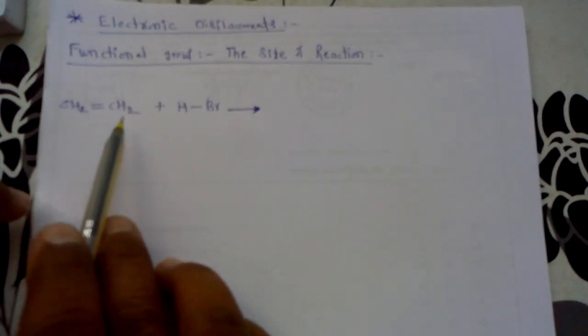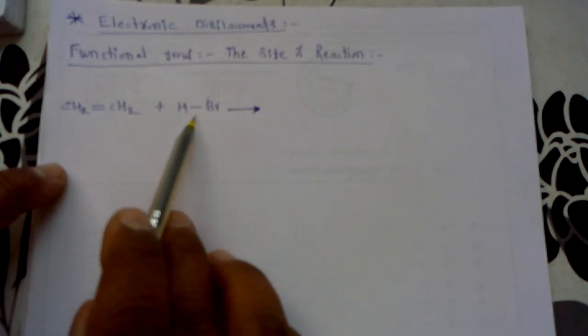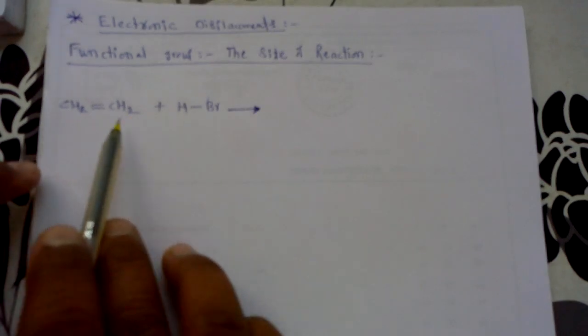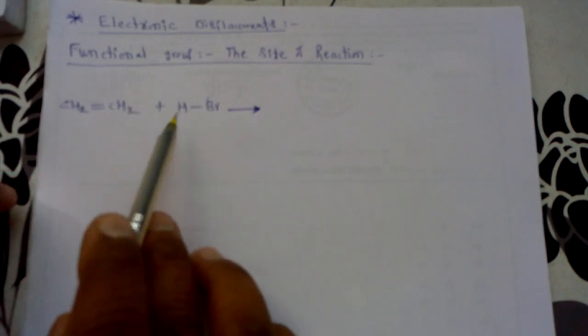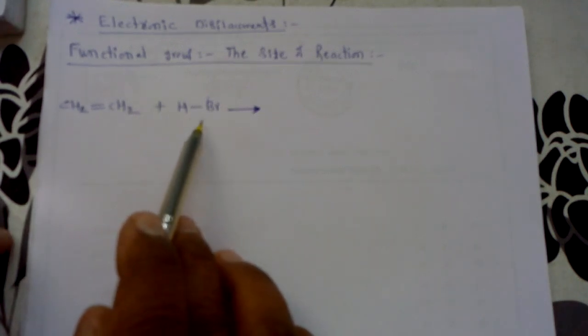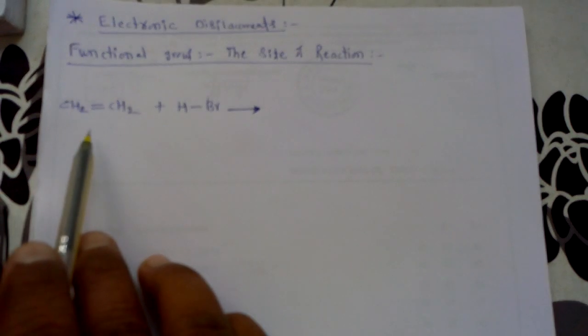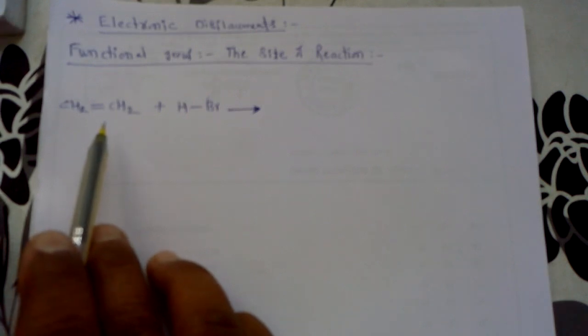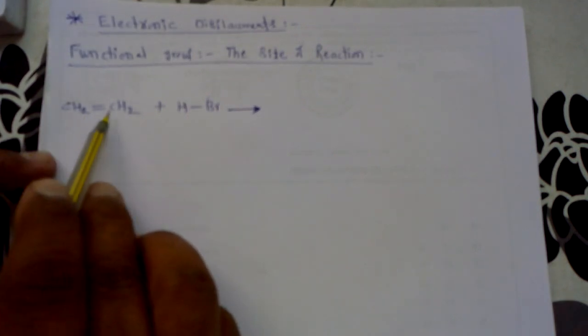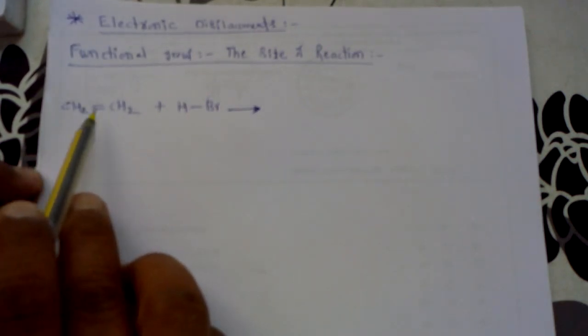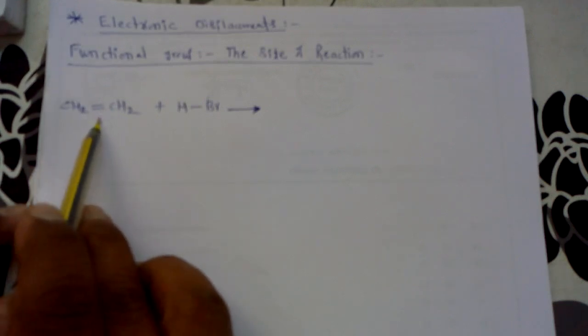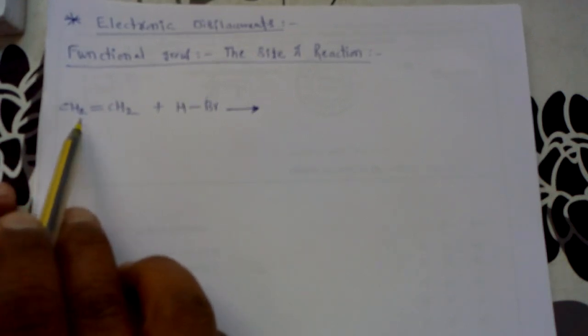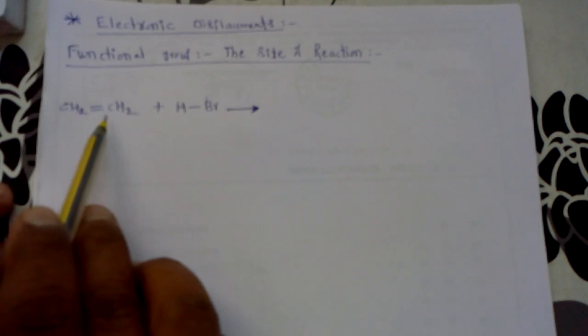For example, if I take a simple example of an organic molecule, there is an alkene, that is ethylene. When this ethylene molecule is reacted with hydrogen bromide, then we have to look at what type of site of reaction is there in these molecules which actually takes part in the chemical reaction. In this ethylene molecule, we know that this carbon-carbon double bond is important because it is called the functional group of this molecule. It actually takes part in a particular chemical reaction.